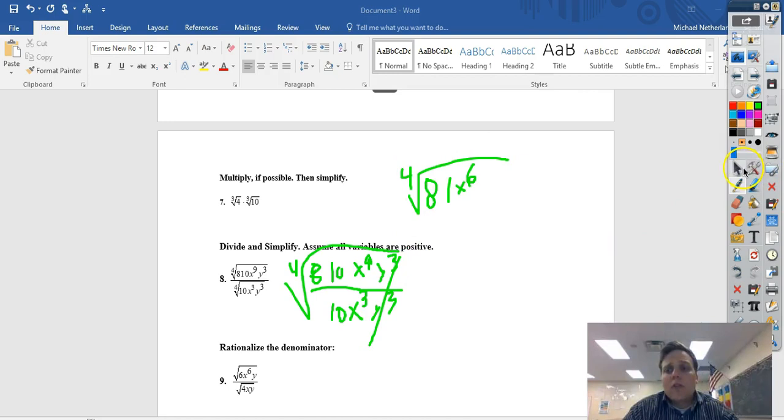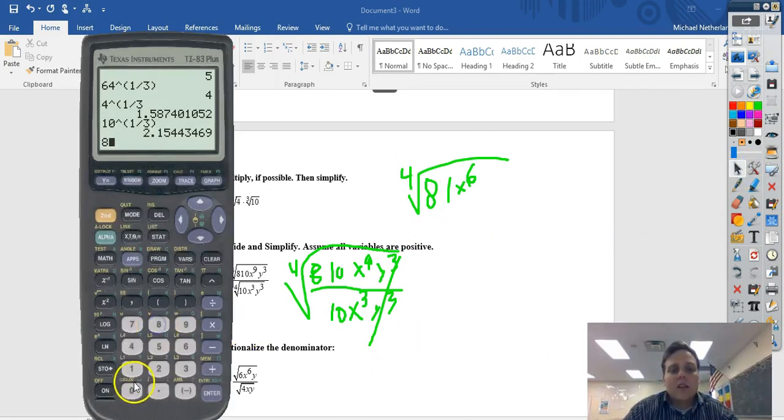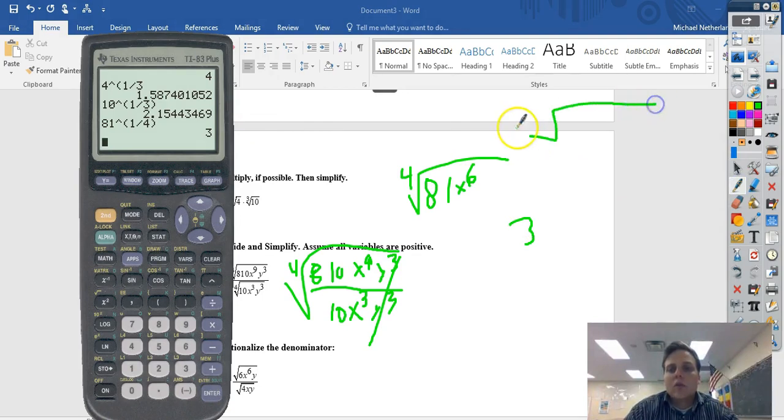So now what I'm going to do first is check to see, okay, can I take the fourth root of 81 and get a nice number? Let's check that. 81 raised to 1/4, I get 3. Okay. Now, I still have the fourth root of x to the 6th. So what I have to do is simply say x times itself 6 times. So 1, 2, 3, 4, 5, 6.